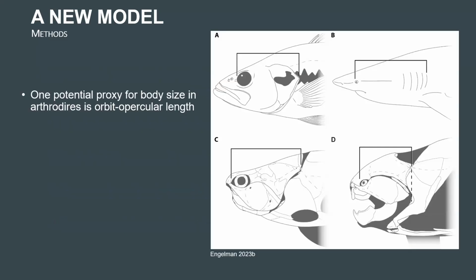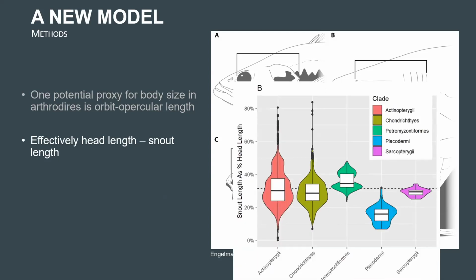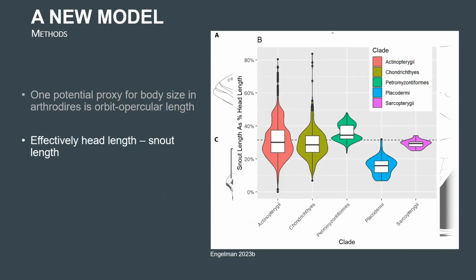So one potential body size for arthrodires is what's known as orbitopercular length. This is basically just head length minus snout length. Head length has a very consistent definition in ichthyology. It's literally just tip of the snout to the end of the gill chamber. And basically, it's just omitting the preorbital portion of the snout. And the reason for this is that arthrodires have systematically smaller snouts than other groups of fishes. And if you try using the total head length to estimate body size, you end up systematically underestimating the size of arthrodires. So this is more fair to Dunkleosteus and gives a more accurate and somewhat larger estimate overall.